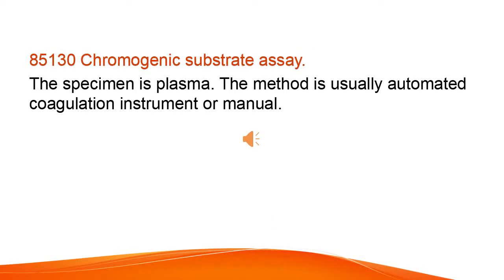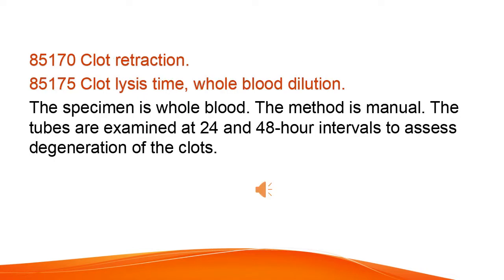Chromogenic substrate assay. The specimen is plasma. The method is usually automated coagulation instrument or manual. Clot retraction. Clot lysis time, whole blood dilution. The specimen is whole blood. The method is manual. The tubes are examined at 24 and 48-hour intervals to assess degeneration of the clots.